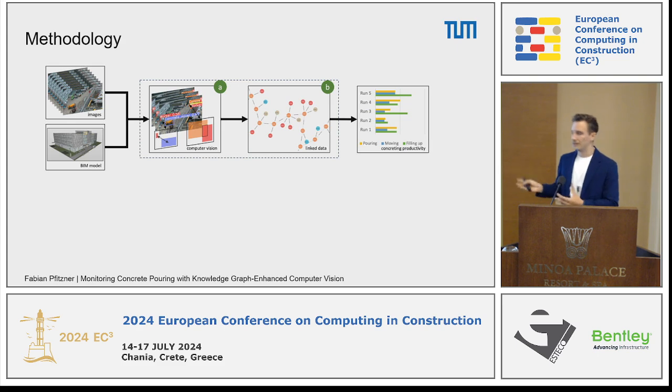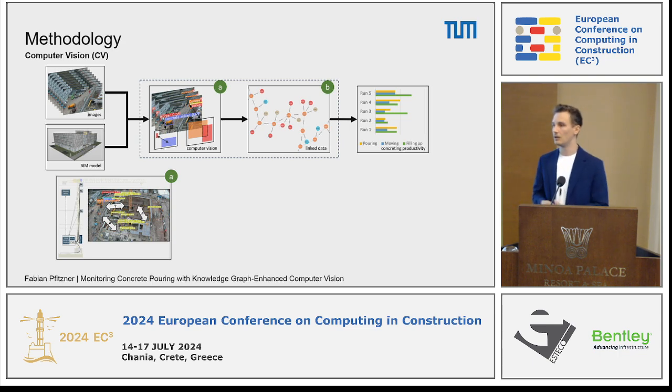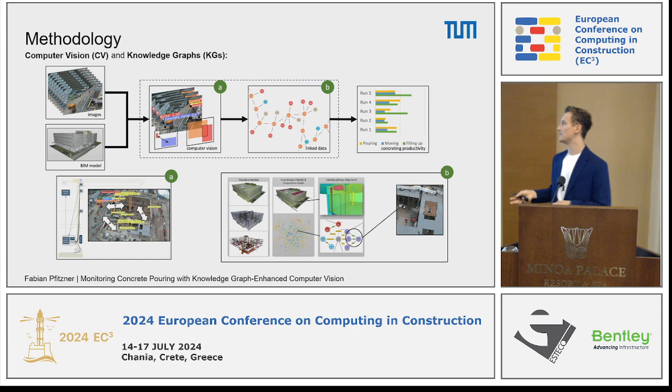So we decided to build a methodology based on two central aspects. First aspect is computer vision. We are taking a lot of images of different construction sites using crane cameras and using some computer vision algorithms to receive information on the individual objects. And on the other hand, we're focusing on integrating this data using a knowledge graph, so being able to have information of the as-built representation about geometric information, but also about the processes.